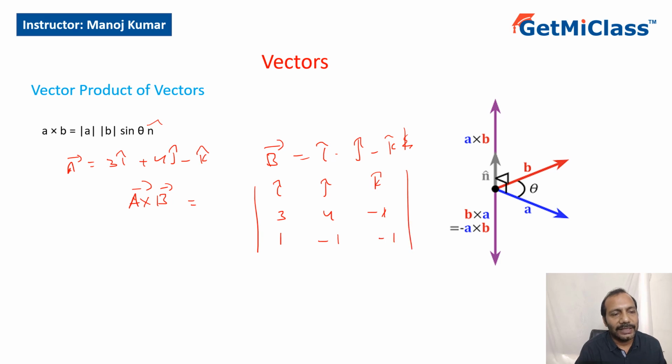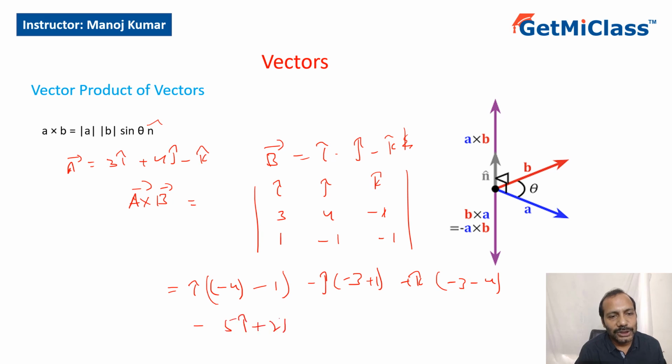Now find the vector product. That will be equal to i into 4 into minus 1, which is minus 4, minus of minus 1 into minus 1, which is 1. Minus j into 3 into minus 1, which is minus 3, minus of 1 into minus 1, which is plus 1. Plus k into 3 into minus 1, which is minus 3, minus of 4. So this is what we have. From this we get minus 5i plus 2j minus 7k. So this is the cross product of the two vectors.